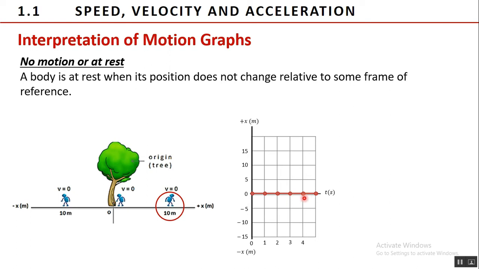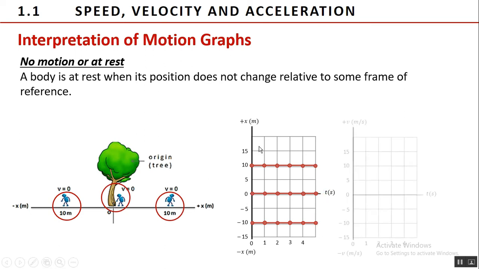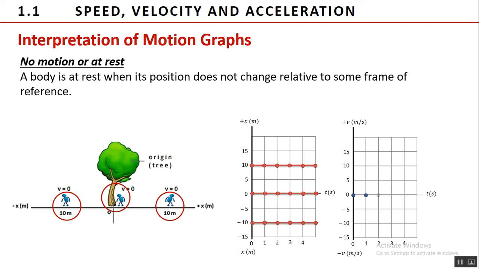When the person is standing still 10 meters right of the tree, this line will be a horizontal line at 10 meters, which is above the timeline. If the person is standing on the opposite side of the tree, then the horizontal line will be below the timeline, at x equals -10 meters. In case of velocity time graph, since the person is standing still, therefore its velocity is 0 at any time. We see a horizontal line on the timeline regardless of the position of the person relative to the tree.